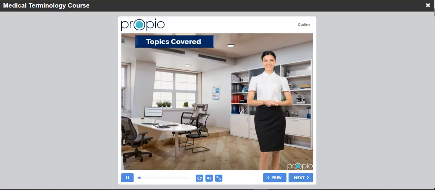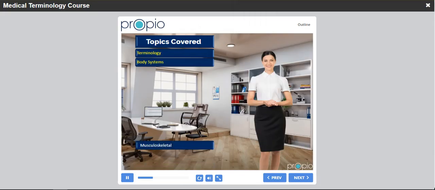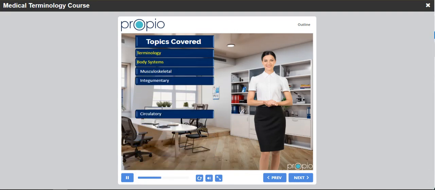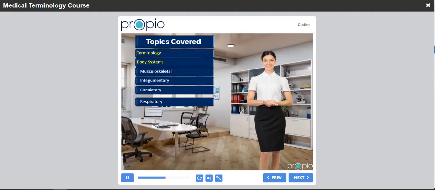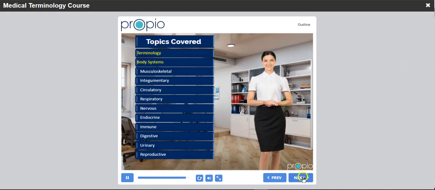Here are the topics covered in this course: terminology, body systems, musculoskeletal, integumentary, circulatory, respiratory, nervous, endocrine, immune, digestive, urinary, reproductive, and the eyes.